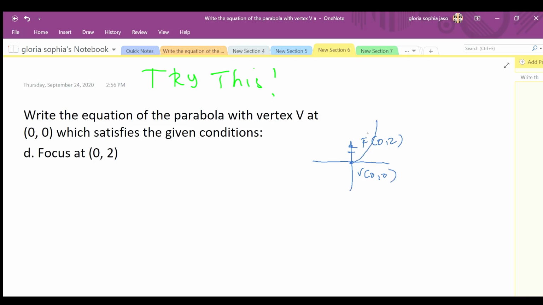Okay, so if the focus is there, our parabola will open upward. So the value of a is 2. Now, since the parabola opens upward, we will use the formula x squared equals 4ay. So 4a is 4 times 2, so that's 8. So x squared equals 8y. This is the equation of our parabola.